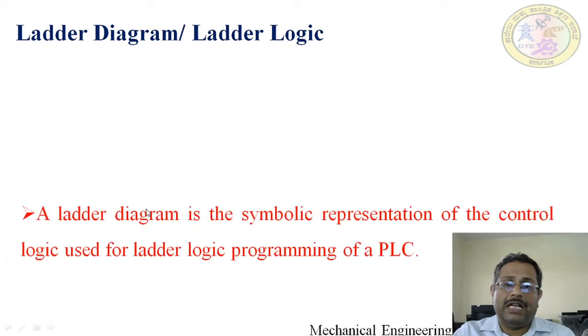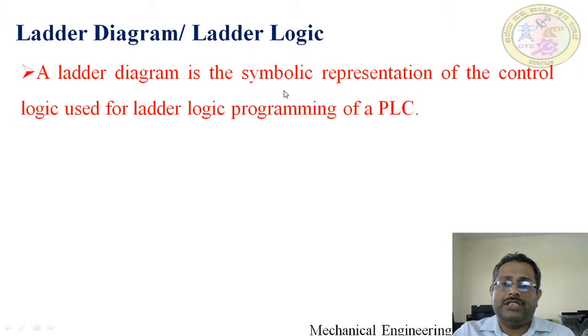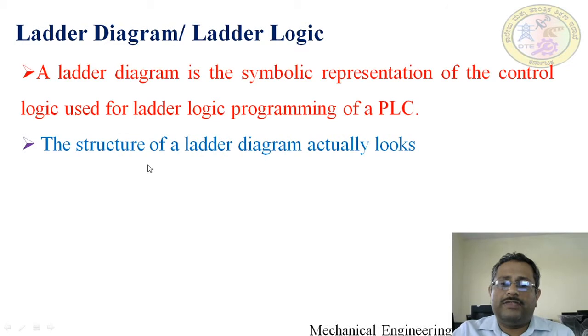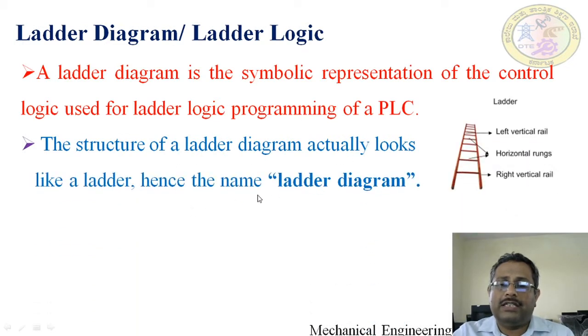What is a ladder diagram? A ladder diagram is the symbolic representation of the control logic which is used for ladder logic programming of a PLC. It is a diagram of the symbolic representation of the control logic. The structure of a ladder diagram actually looks like a ladder, hence the name ladder diagram comes. You see this sketch here, it is a conventional ladder. The ladder diagram is similar to this one only.